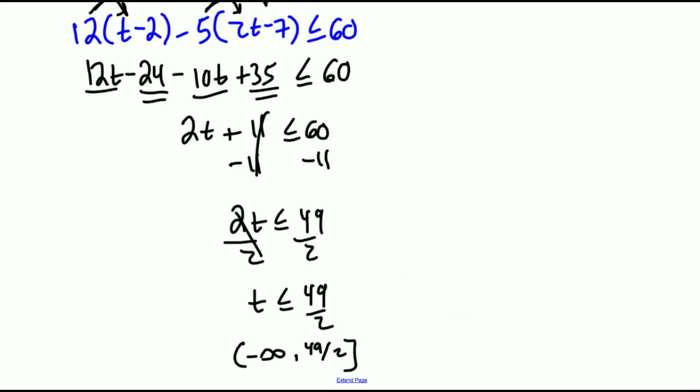And on our number line, we'll have 49 halves right here. So this says t is less than or equal to 49 halves. So it starts at 49 halves and it goes to the left because it's less than. And make sure you put a bracket right there because it is included.